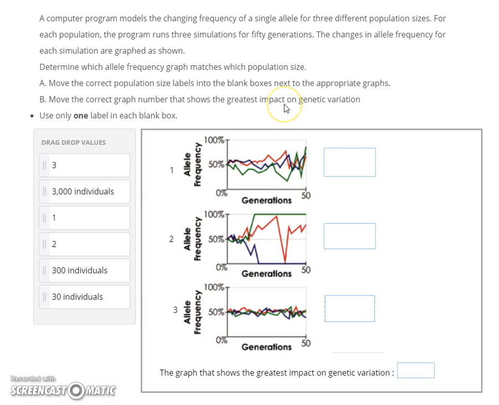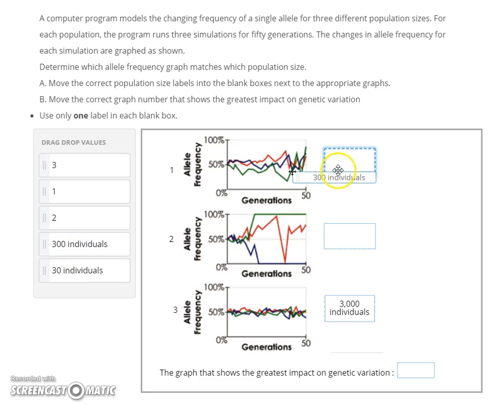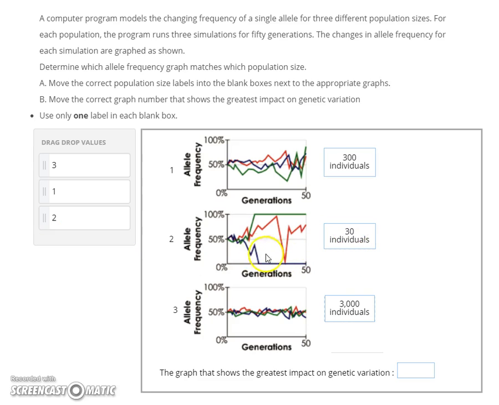The bigger the population, the less impact some variation will have, like some swings in the number of individuals with a certain gene. So if the population is big, it's going to have the smallest swings. So 3,000 individuals, our biggest population, is going to be the graph with the smallest amount of variation happening. 300 then goes to the next smallest, and then 30 individuals is the one where we might see some really dramatic swings in some of their alleles.